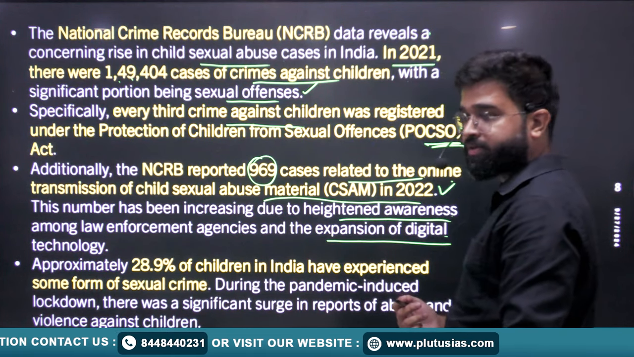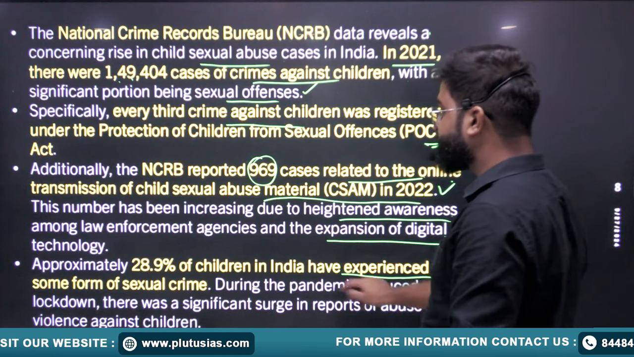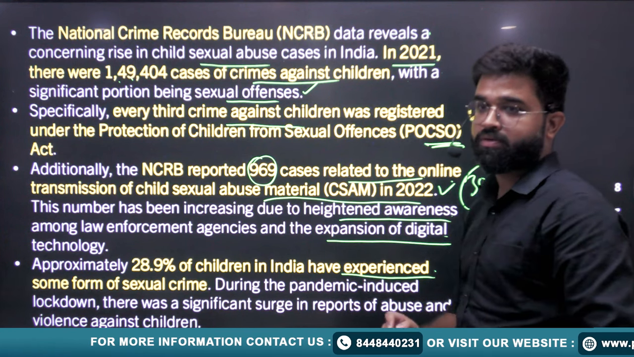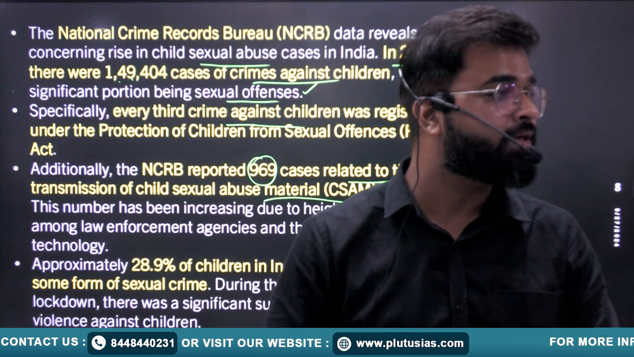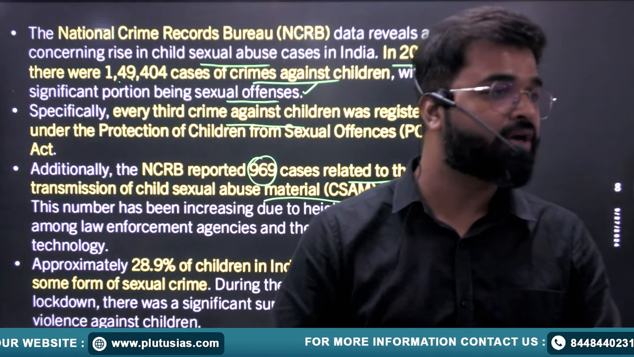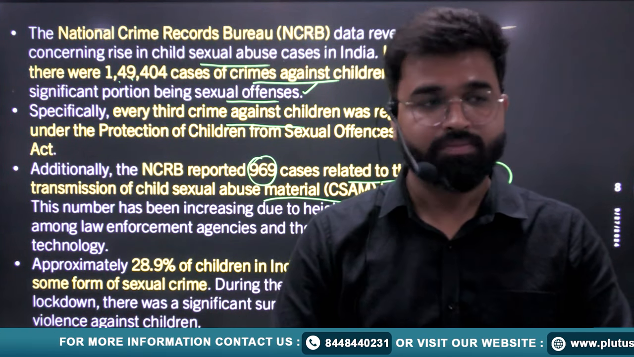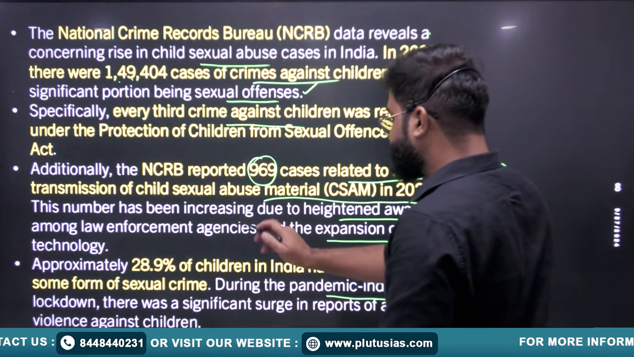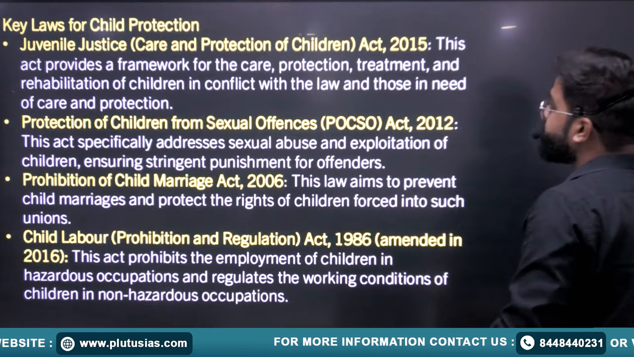This number has been increasing due to the heightened awareness among law enforcement agencies and the expansion of digital technology. Approximately 28.9% of the children in India have experienced some form of sexual crime. Means at least one third of the total children in India are facing sexual exploitation or some form of sexual abuse, which is not a good sign for a healthy society. Yes or no? Yes? During the pandemic-induced lockdown, there was a significant surge in reports of abuse and violence against children.